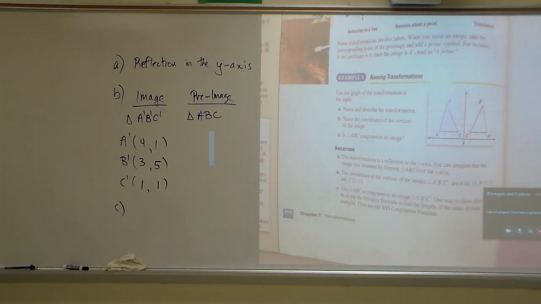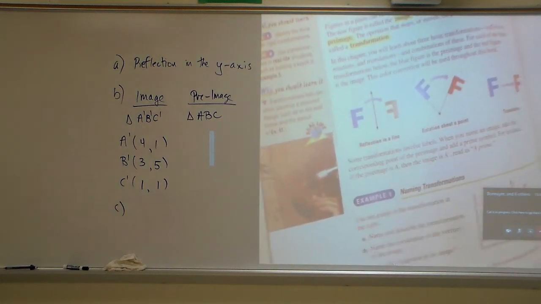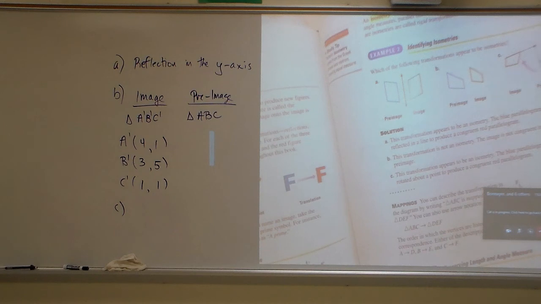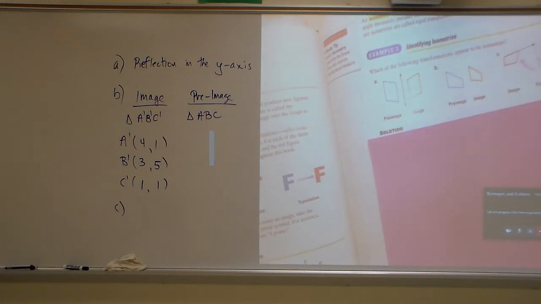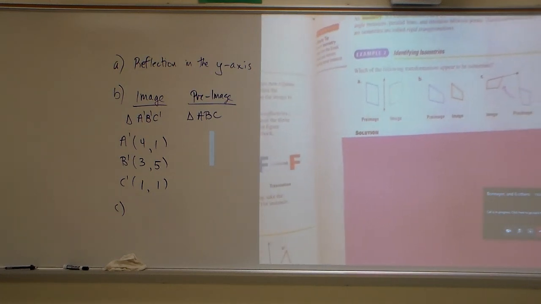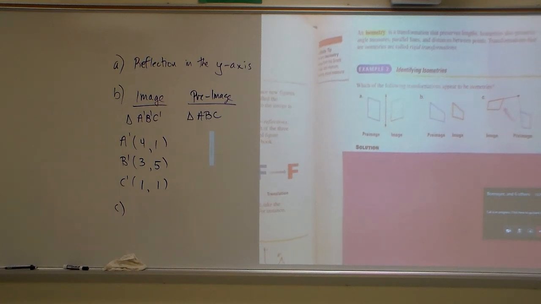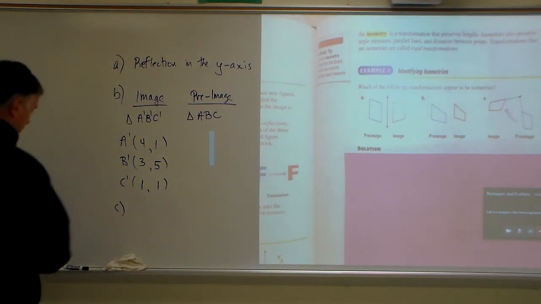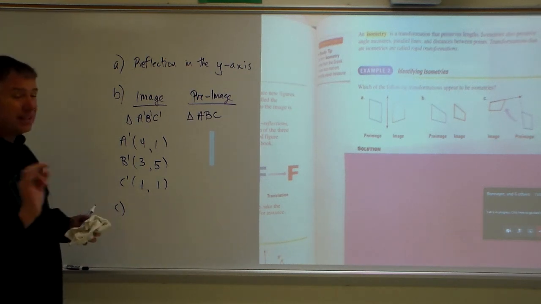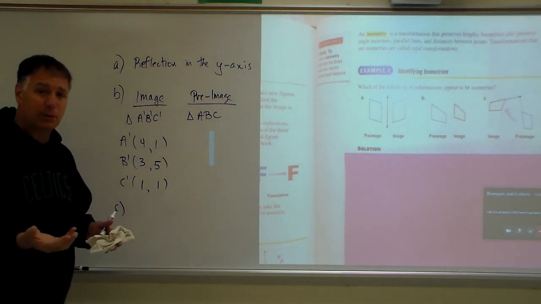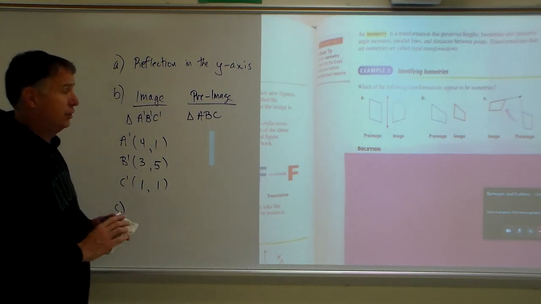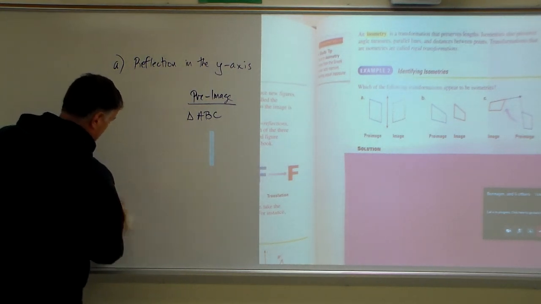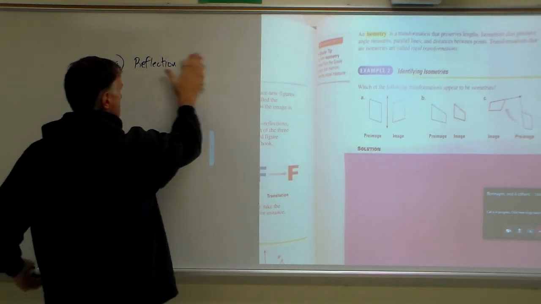Now, we could certainly test that. If we wanted to test to see if it's congruent, what we would do is use the distance formula to show that the sides are congruent. And once you've shown that 3 sides are congruent, you know from chapter 4, you could prove the triangles are congruent by side, side, side. All right. Moving on.